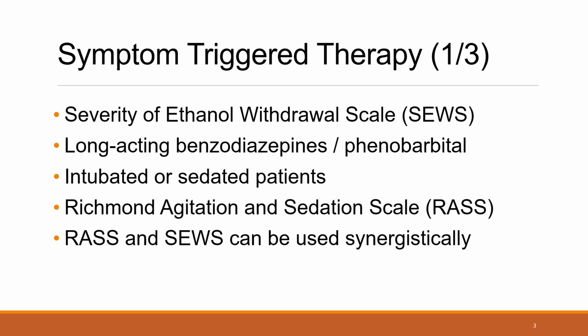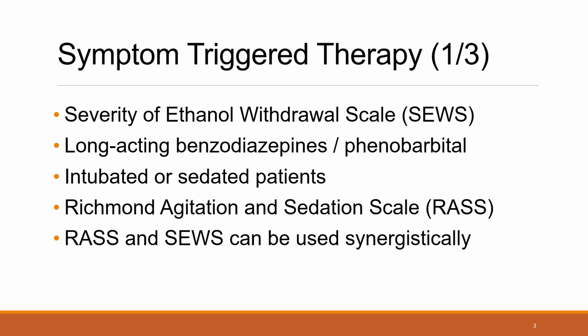In patients with severe alcohol withdrawal who require intubation and mechanical ventilation, or for any patient who is overly sedated, the Richmond Agitation and Sedation Scale, or RASS, will be the primary scale used since a symptom-based scale cannot be used. A RASS score can be used synergistically with the SOS score to determine additional medication needs in non-intubated patients.